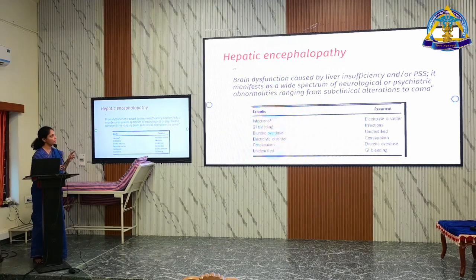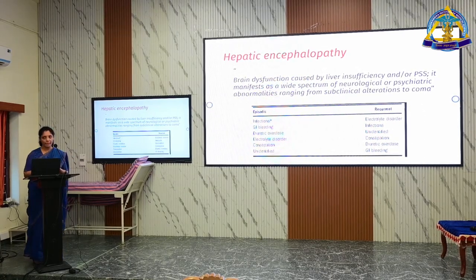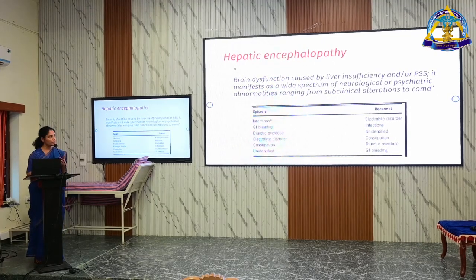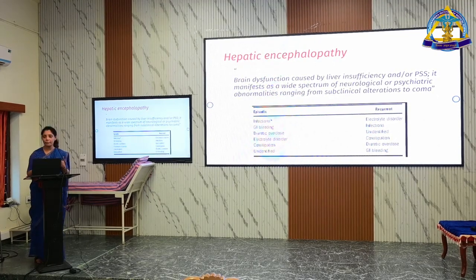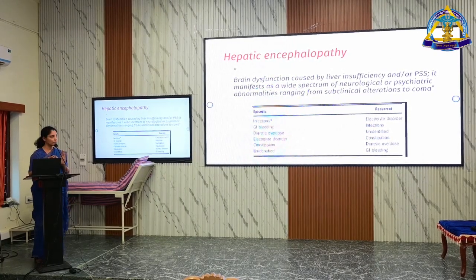In cirrhosis we call it type C HE, and it manifests as a wide spectrum of neurological or psychiatric abnormalities that can range from subclinical alterations. It might be just an alteration of the sleep rhythm, which the bystander might have noticed in covert hepatic encephalopathy, and the patient might have slow mentation. They're not able to drive or take decisions as earlier. So it can vary from those subclinical alterations to stages of coma in grade 4 hepatic encephalopathy, and it can be episodic or recurrent.